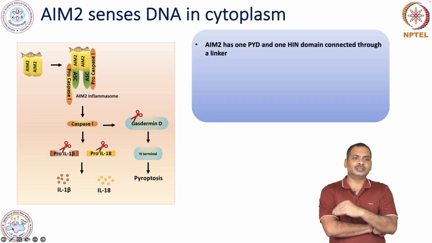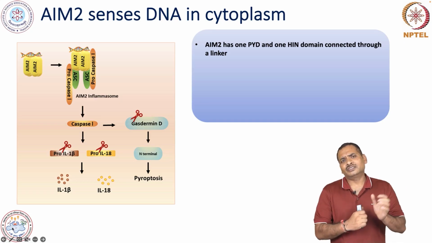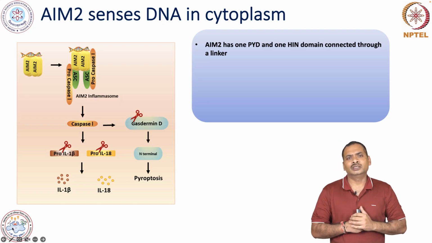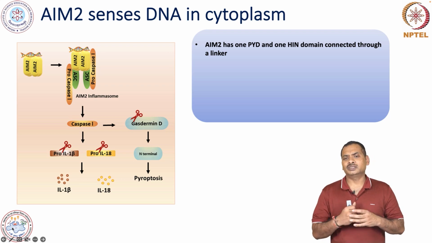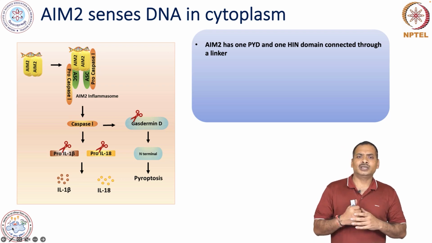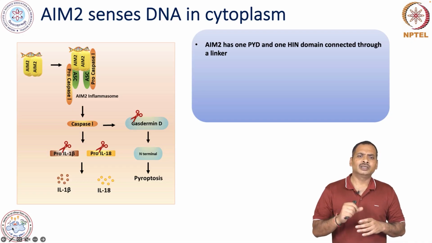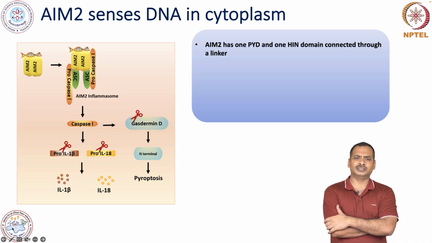So, AIM2 has a pyrin domain, and that is why it can interact with ASC. ASC also has a pyrin domain and a CARD domain. So, there will be a homotypic interaction, and the DNA is sensed by the HIN domain. There is a HIN domain in AIM2, and it has the HIN domain and the pyrin domain. There are some amino acids which link these two domains.